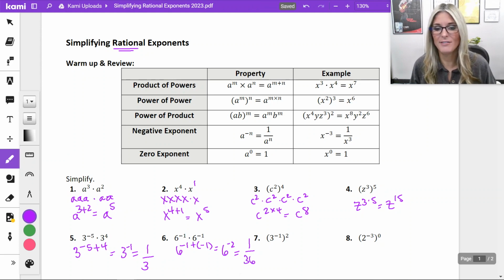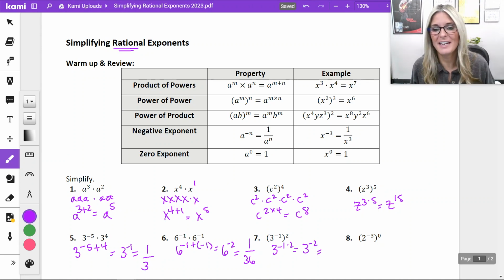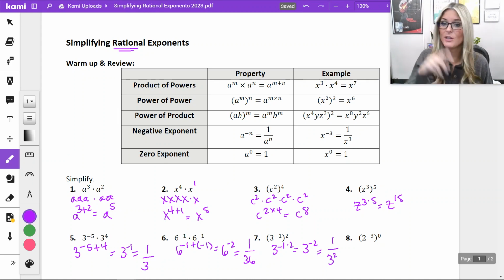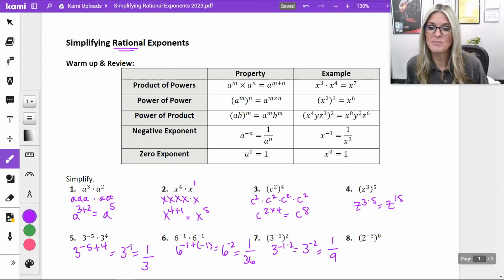Number 7, we have our power raised to an exponent, power to power rule. Let's do that one. 3 to the negative 1 times 2 gives me 3 to the negative 2. That negative exponent needs to move down into the denominator and become positive. So 1 over 3 squared, or we could evaluate it. 3 squared is 9. 1 over 9, number 7.